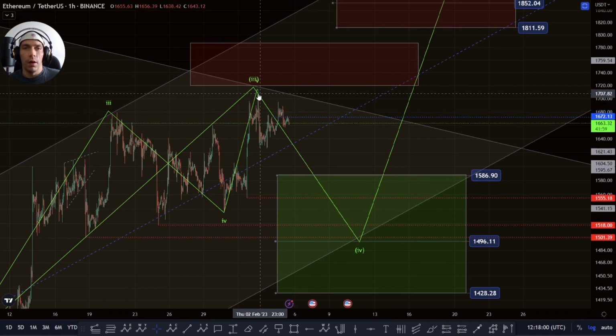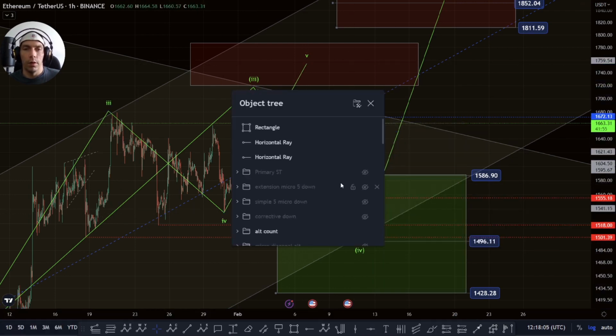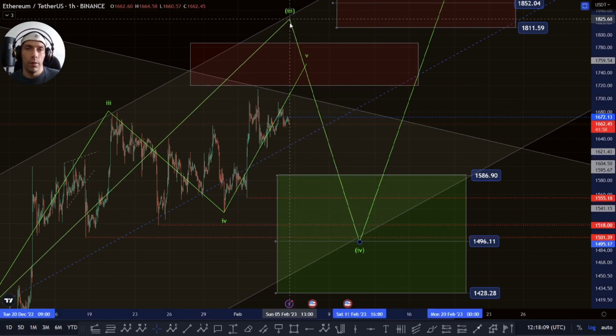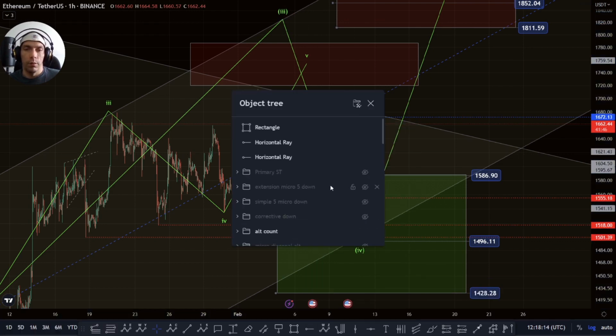So it's possible that we could move into this zone and then look for a push to the upside. However, we could still see a little more upside within this. If this third wave isn't complete and we look to extend up higher here, there are a couple of ways we can look at this.